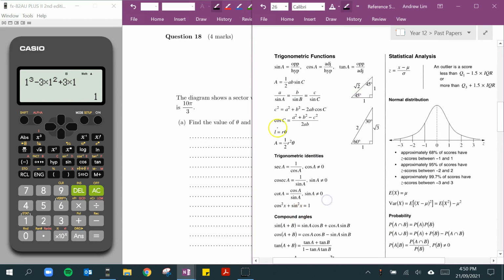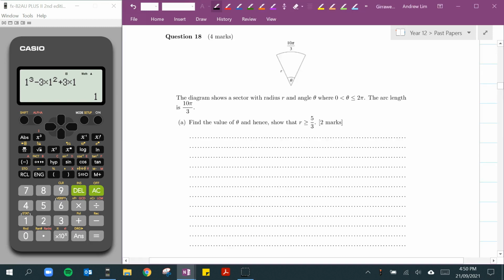Okay, here we are. So arc length is equal to r theta. So that's what we're going to be using. L is equal to r theta. Well, we know that the arc length is 10 pi on 3. So I'm going to replace that with 10 pi on 3 is equal to r theta. So that means that theta has to equal 10 pi over 3r.